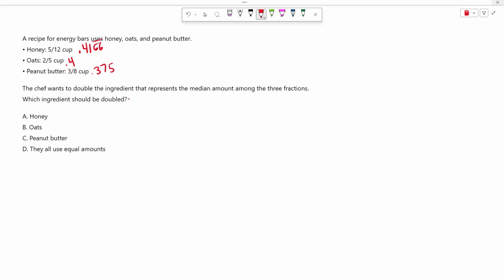So we have to figure out which one is the median amount. You can put these in order from least to greatest: 0.375, 0.4, and then 0.41, or 0.42 for the sake of rounding. The median is just the middle number, which is 0.4, and 0.4 is my oats. So I know that oats should be doubled in this chef's recipe.